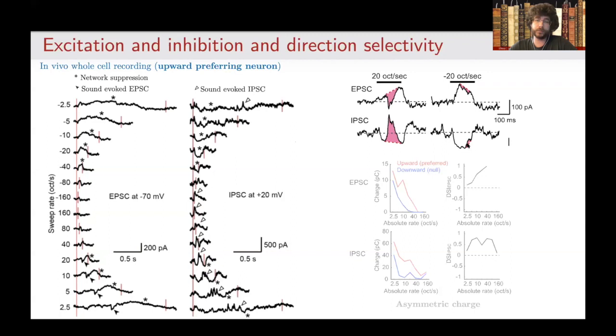So in terms of comparing the upward direction, which in this case is the preferred direction of this neuron, with the downward, the null direction, we see this asymmetric charge where both the excitatory current and the inhibitory current respond stronger in the preferred direction.